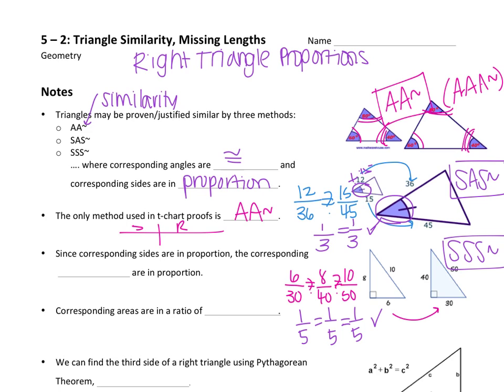Since corresponding sides are in proportion, we also know that their corresponding perimeters are in proportion. And we could talk about the perimeters of triangles over here on the right side, 6, 8, 10, 30, 40, 50. If you were to sum these numbers, you would see that the ratio is still 1/5 because they're in proportion with the corresponding sides. Now, corresponding areas are in slightly different ratio. They are in a ratio of 1 to k squared, where that k is representing scale factor.